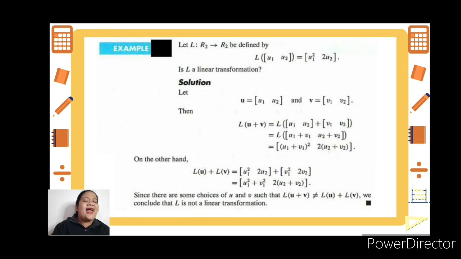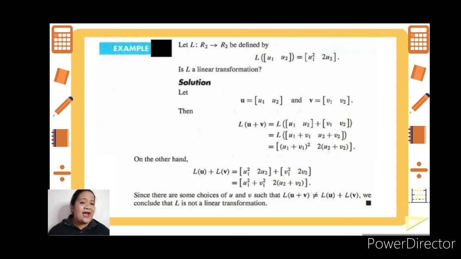Okay, so through matrix addition, L times u plus v is equal to L times u sub 1, u sub 2 plus v sub 1, v sub 2. So we have to add them both: u sub 1 plus v sub 1, u sub 2 plus v sub 2. And then through the definition of R2 to R2, let's substitute that to the matrix there. So u sub 1 plus v sub 1 squared, and 2 times u sub 2 plus v sub 2.